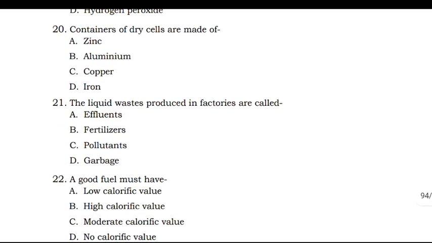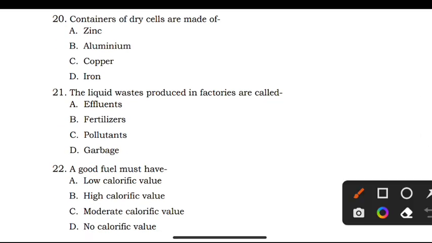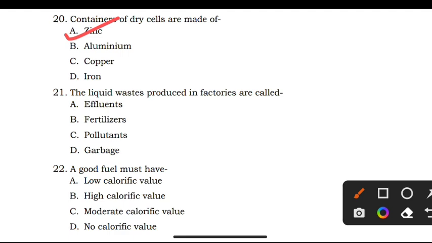Question number 20, containers of dry cells are made up of. So containers of dry cells are made up of zinc. Okay, remember this, dry cells are made with zinc containers. The liquid wastes produced in factories are called what? So option A will be the correct answer, effluents.